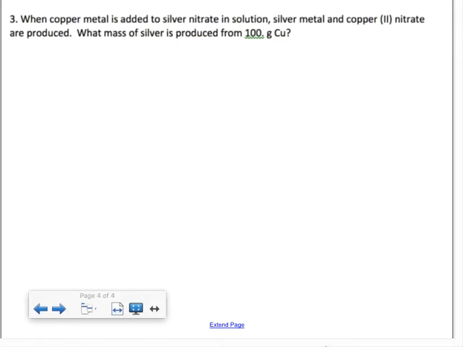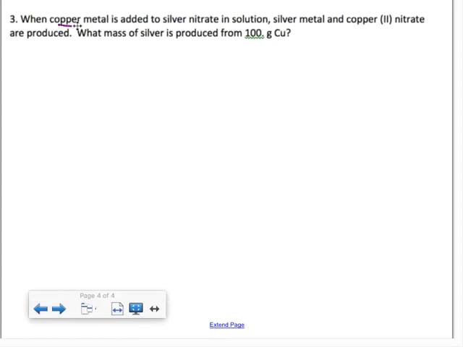Final problem. Copper metal is added to silver nitrate in solution. Silver metal and copper 2 nitrate are produced. What mass of silver is produced from 100 grams of copper? Now, I was really mean on this one because I did not give you a chemical equation. So you had to figure it out, right? So let's look at this word equation and then break it down into a chemical equation.